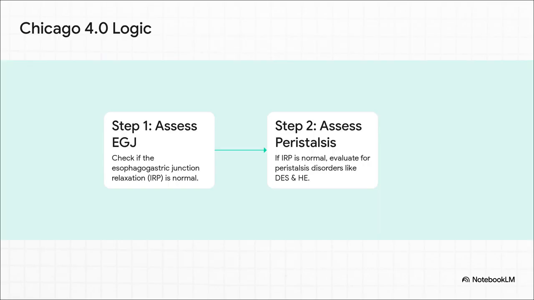And to interpret that data, we use the Chicago classification, which gives us this really nice, clean two-step logic. Step 1, look at the bottom. Does the esophagogastric junction, the EGJ, relax like it's supposed to? We measure that with something called the integrated relaxation pressure, or IRP. If that's normal, meaning there's no obstruction, then we move to step 2. We look at the peristalsis itself. And this is where we find DES and HE.